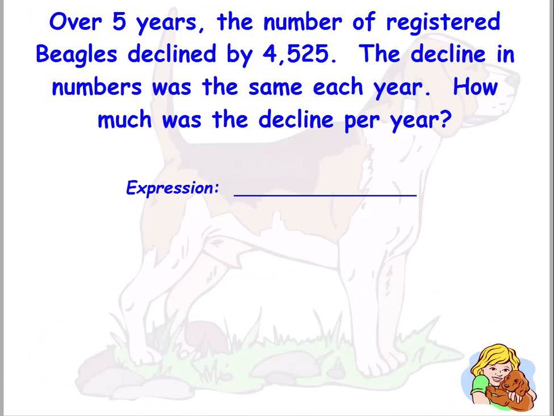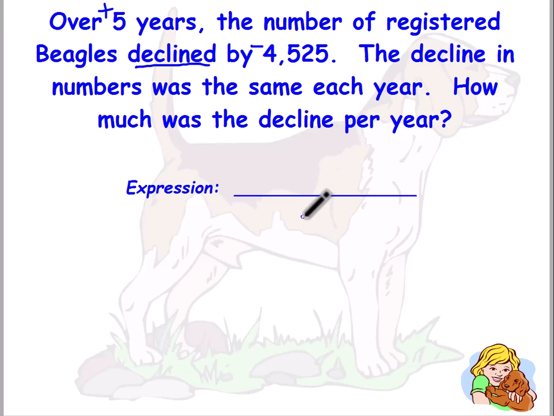Okay, the next problem. Over 5 years, the number of registered beagles declined by 4,525. The decline in numbers was the same each year. How much was the decline per year? Okay, so first of all, we're talking about 5 years. That is a positive 5. Decline means negative. So this 4,525 is negative.